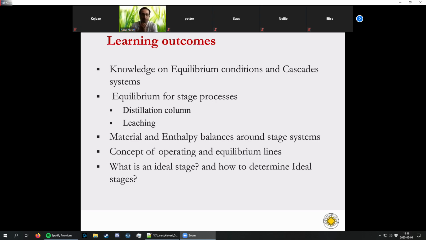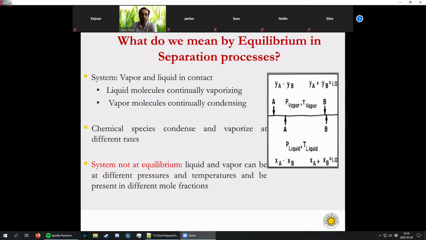The main application of equilibrium stage processes we will discuss tomorrow when we discuss the distillation process, but the main idea is that you understand the equilibrium conditions when the streams enter a stage and when the streams leave a particular stage. So what do we mean by equilibrium?